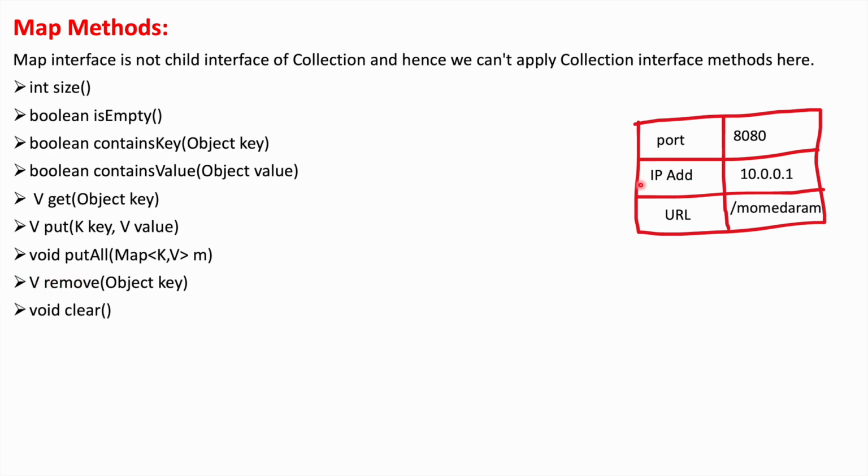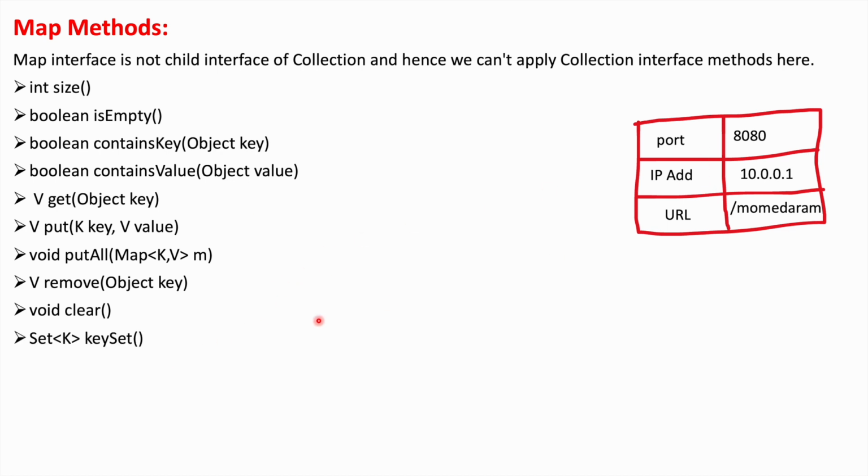If you want to clear all the elements, if you want to remove all key value pairs from the map object, that time we will use clear. So for map object m, m.clear, if you apply it, all the entries will be removed.